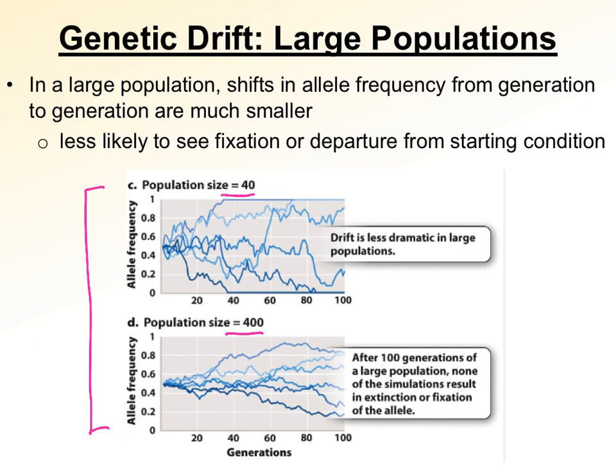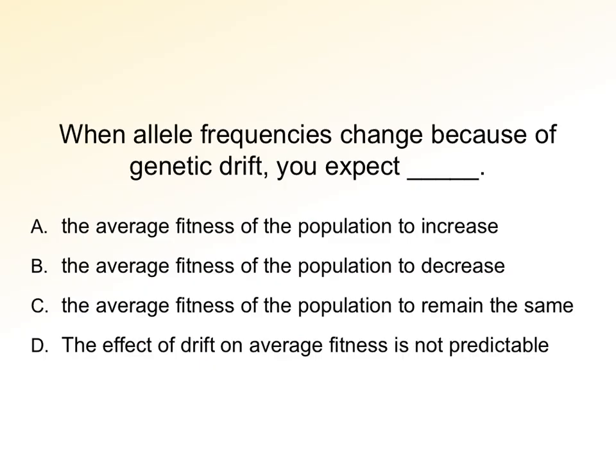So here again, you start around 50% and you can get to fixation, but you can see in a population of 40 versus 4, what we saw before, it would take more generations before you would reach fixation. But now in a population of 400, even bigger, you don't see any of these reaching fixation. They tend to stay closer to what you started with. We'll look at this in class together.